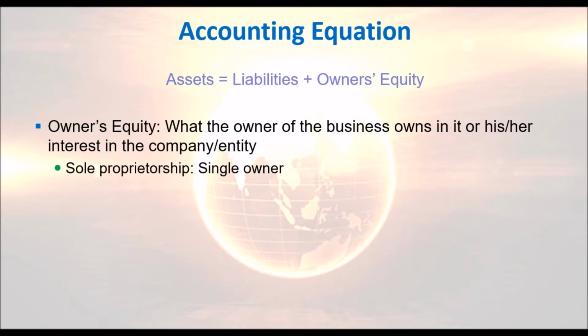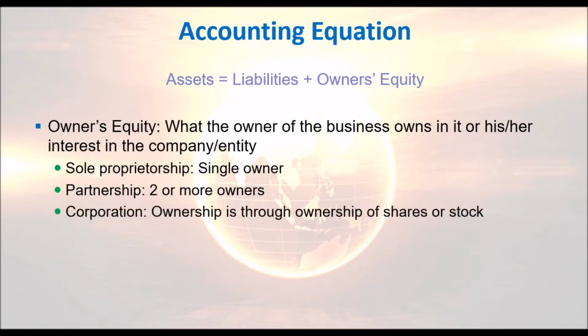Now, types of ownership of companies. You have a sole proprietorship, where only one person is the owner, the sole owner of the company. That's a sole proprietorship. The second kind is a partnership. When you have two or more people as co-owners, as joint owners, that's a partnership. The third type is a corporation.